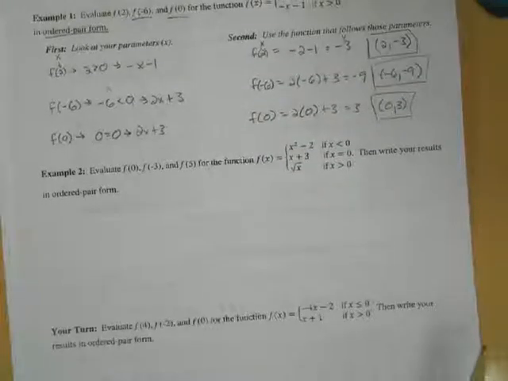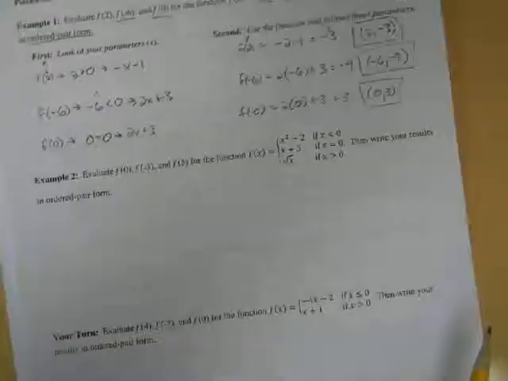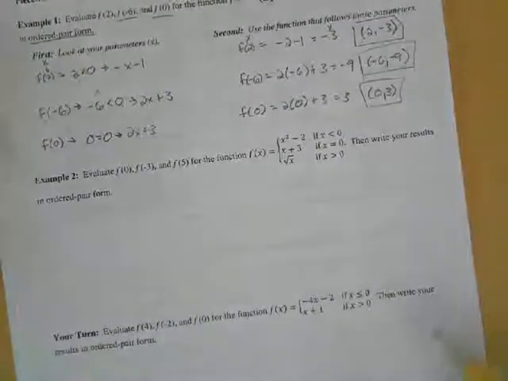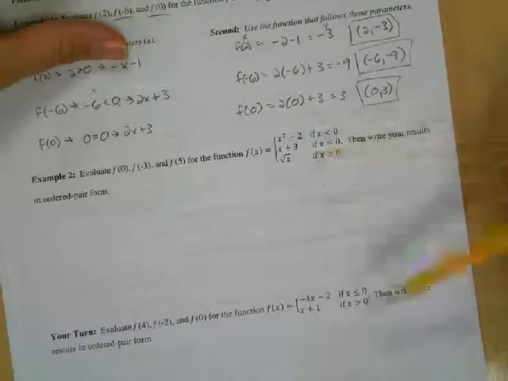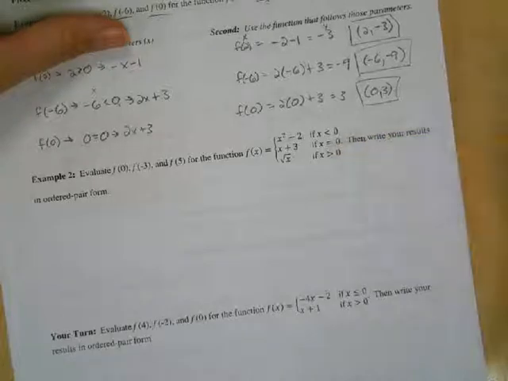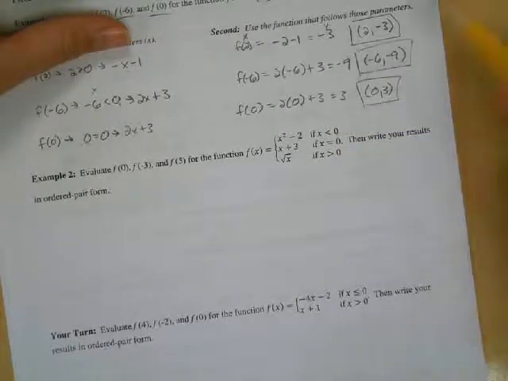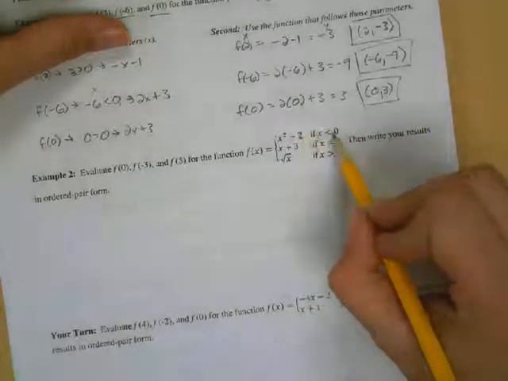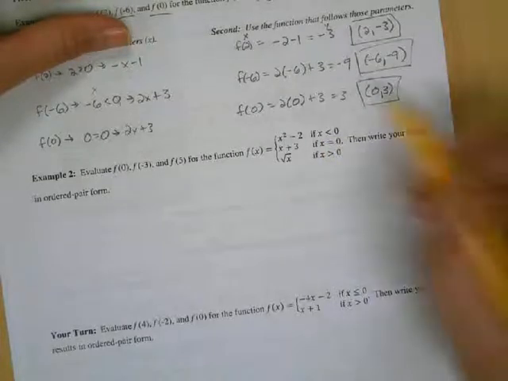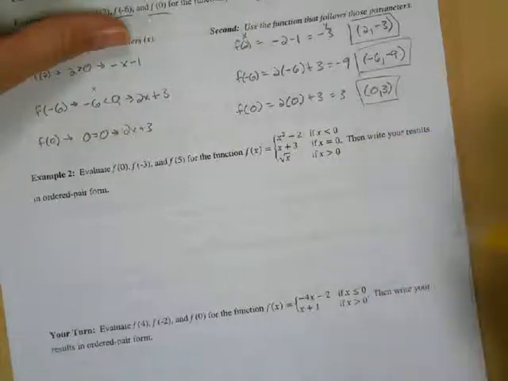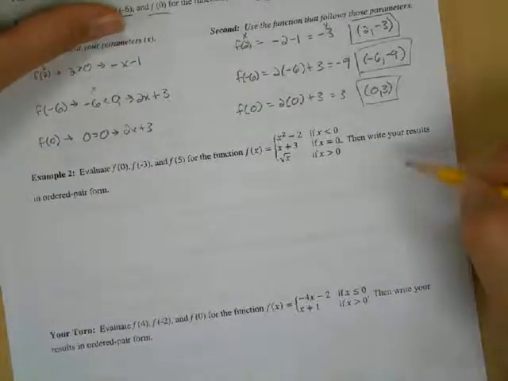Okay, there's another one here. Same sort of idea, it's just a little bit more complicated, not even much. Here I've got 3 pieces, which is perfectly fine. This piece is for anything less than 0. The middle piece is for anything equal to 0. And that last piece is anything greater than 0. Okay, less than 0, equals 0, greater than 0.